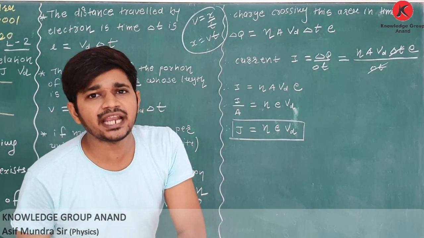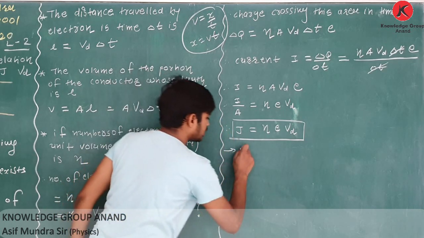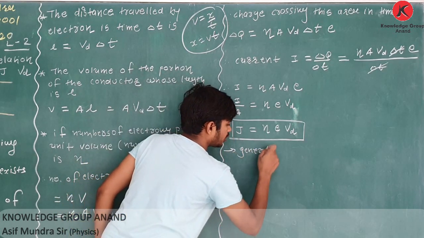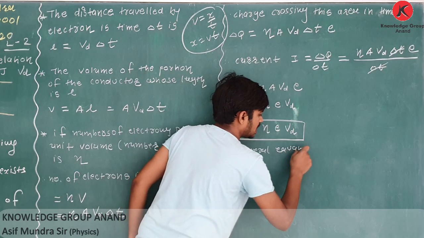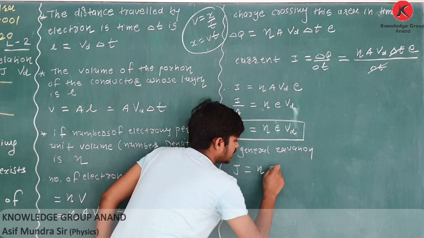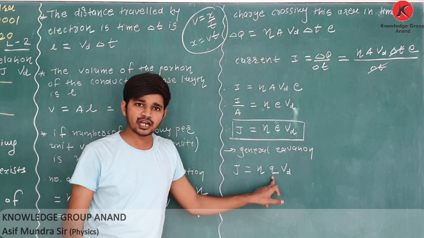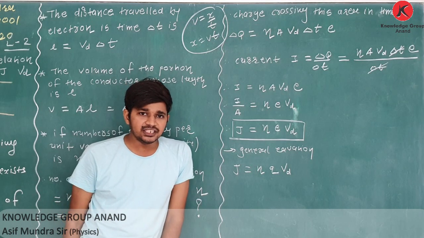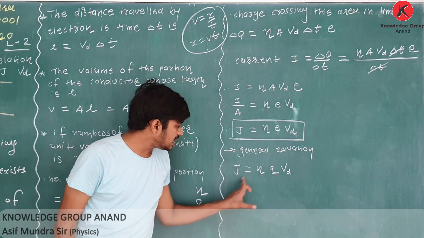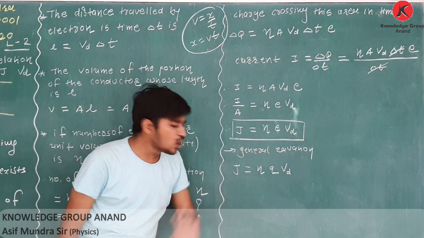If I want to write one general equation, then how to write this general equation? J is equal to nqVd. q for any charge. q for any charge. Clear about this? So J is equal to nqVd.